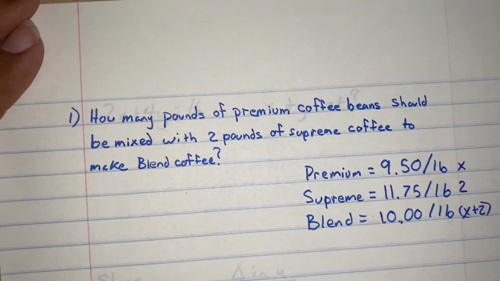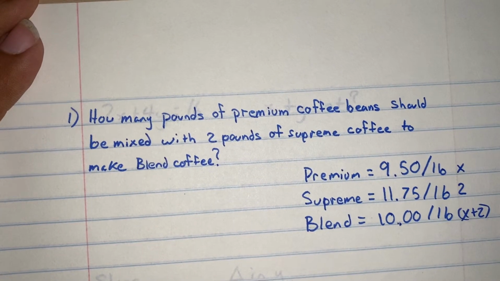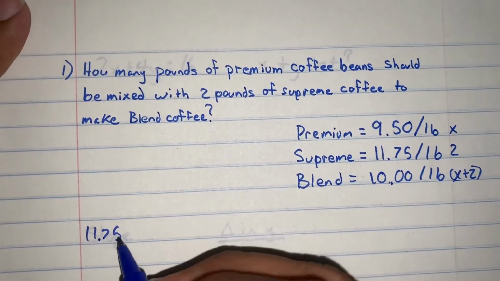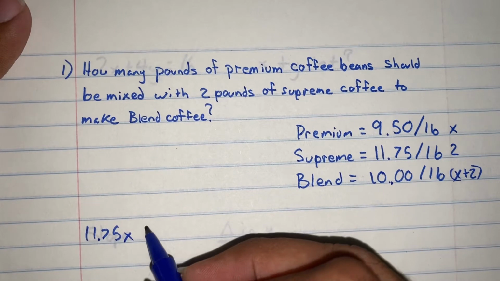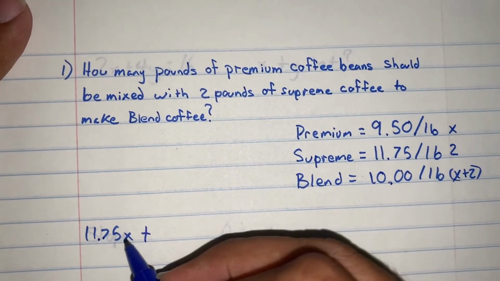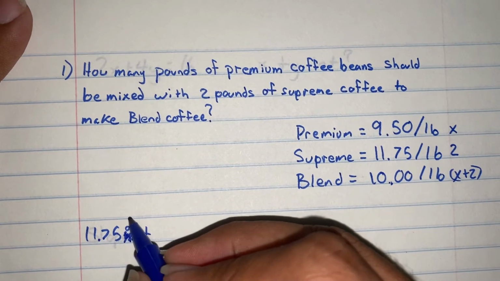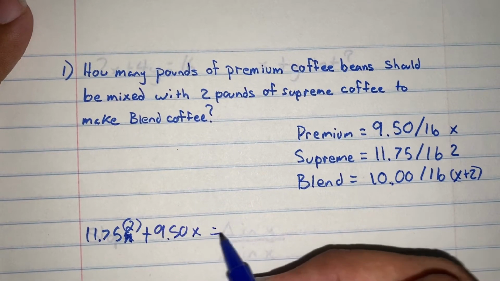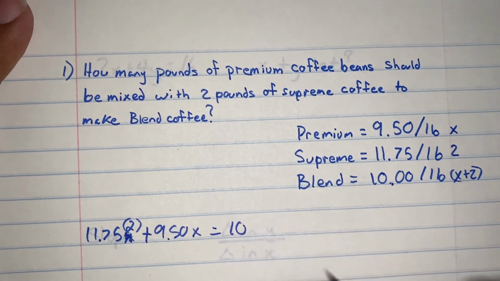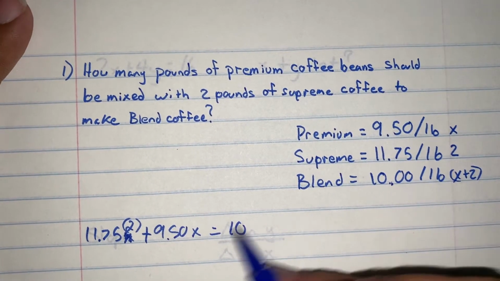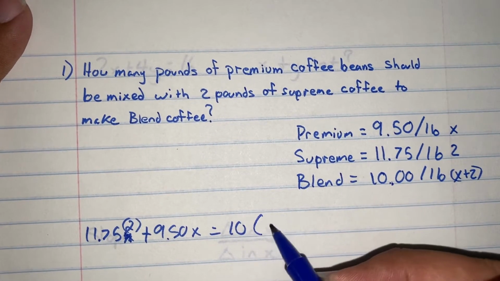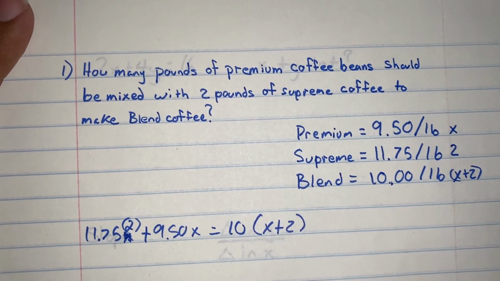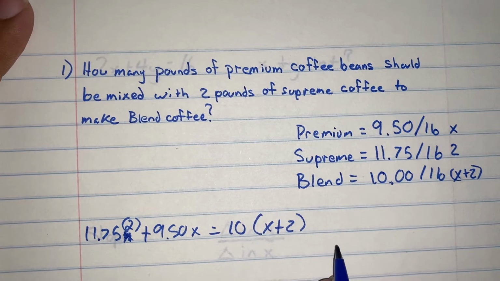Okay, so now let's set up this problem. So the first one is 11.75 X times 2, that's the one we know, times 2 plus 9.50X equals 10.00, which is the same thing as 10, so I'm just going to write 10, X plus 2. And there we go. So then the setup is done.